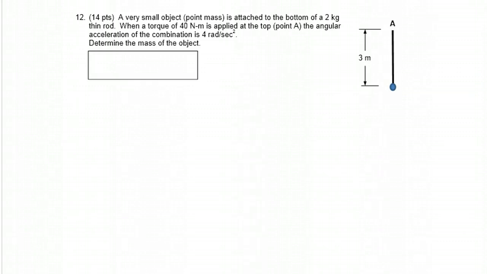Number 12 from the fall 2012 exam 4 asks us to determine the mass of an object. Okay, so that's a little different. So let's see what else we have here. We're told that a point mass is attached to the bottom of a 2 kilogram thin rod. Okay, so we have two parts, the rod and the point mass. We don't know the mass of the point mass. That's what we're trying to find.